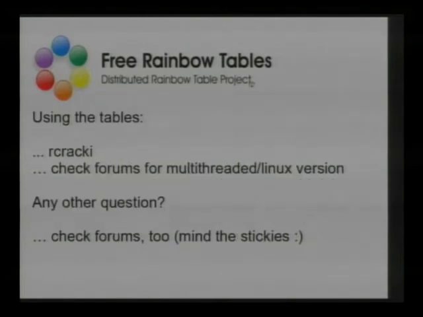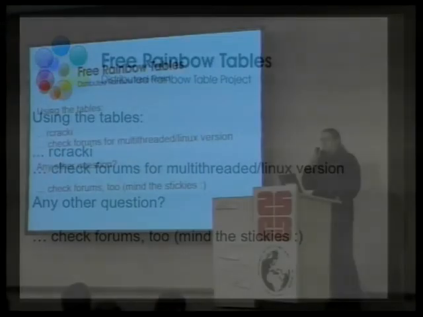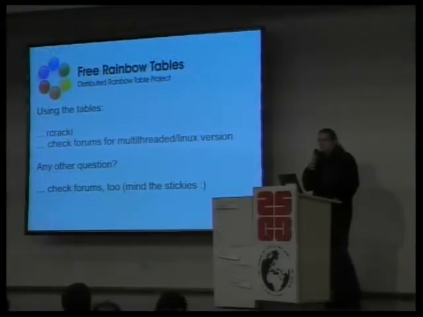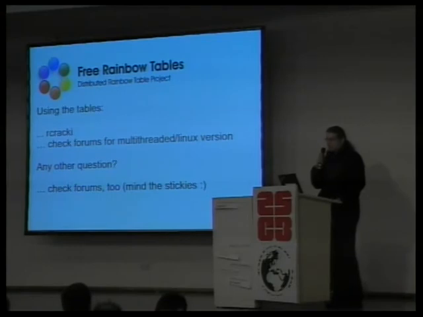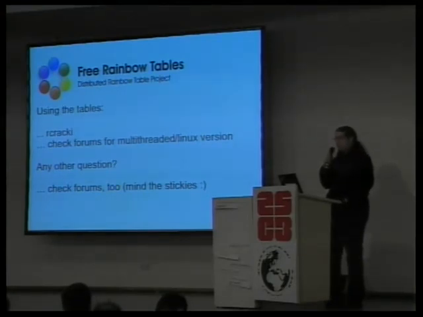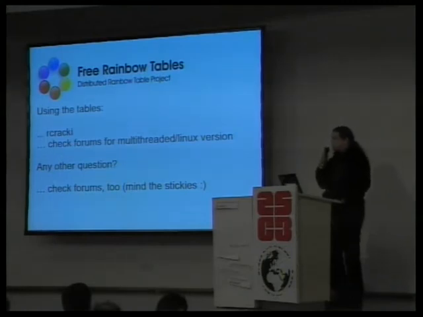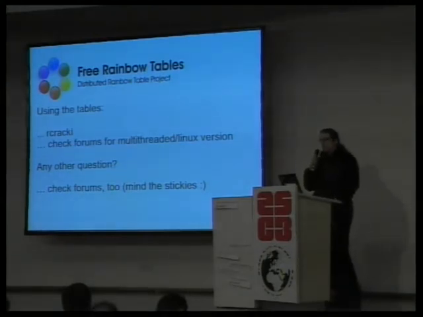If you want to use the rainbow tables, you will need rcrack from the site. You can also find a multi-threaded version on the forums and hints on how to compile it on Linux. Basically, for this project, the forums are your main source of information. If you have any questions or any troubles, just check there. And of course, your feedback, ideas on how to generate tables, and what tables to generate, is welcome. If you check the Lightning Talks page and click on my name, you will also find that I prepared some links for you on my user page.